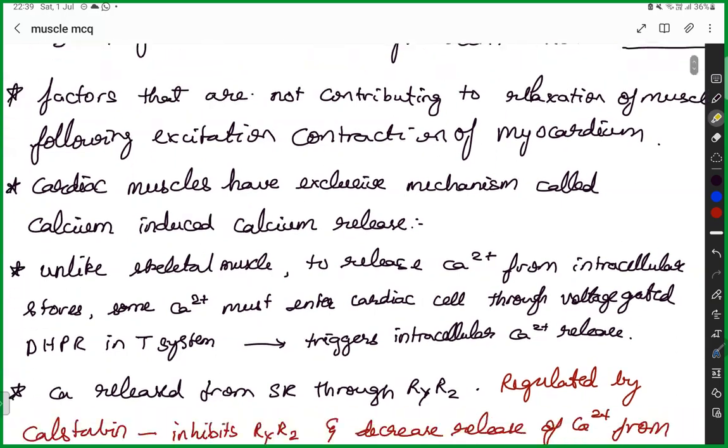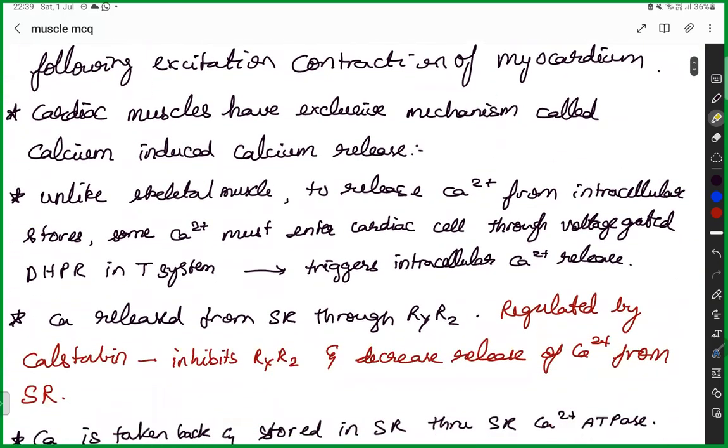Number two, when the calcium is released from the sarcoplasmic reticulum, this is regulated by the calstabin protein. This can be asked as one MCQ in future. Calstabin inhibits the ryanodine receptor and decreases the calcium ion release from your sarcoplasmic reticulum.